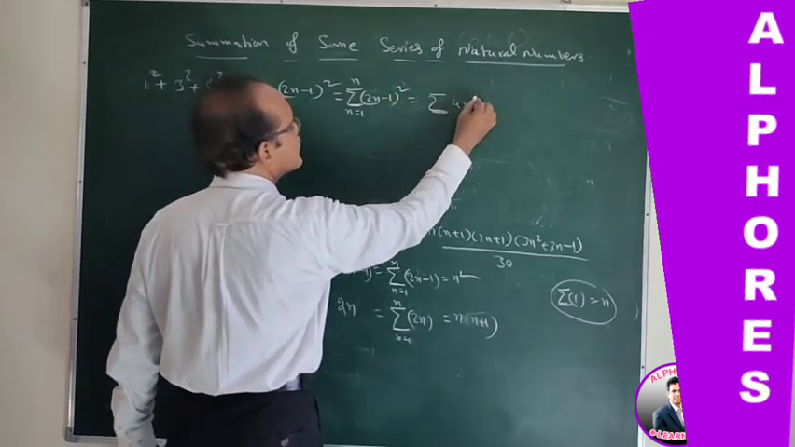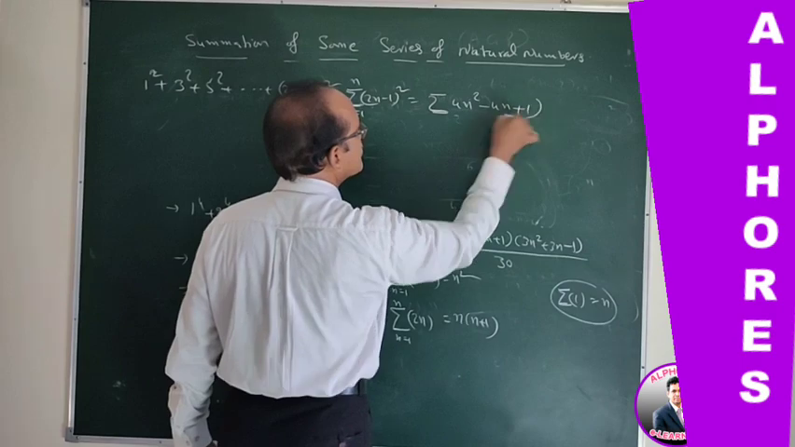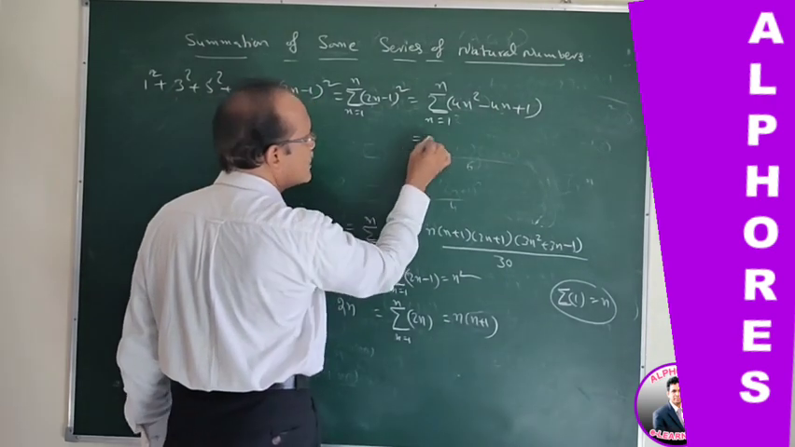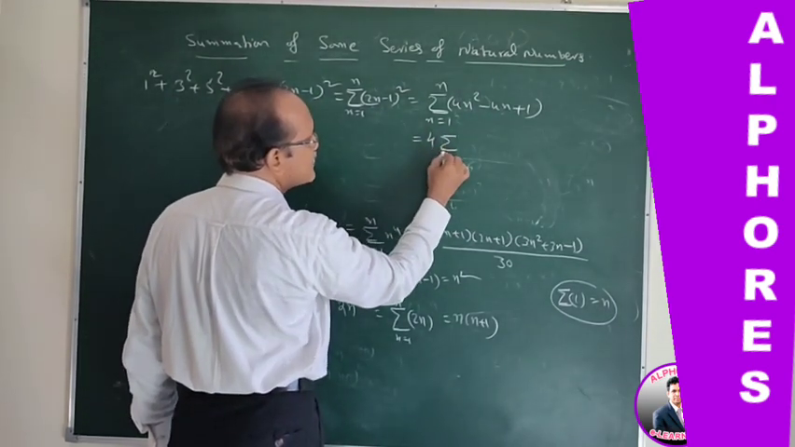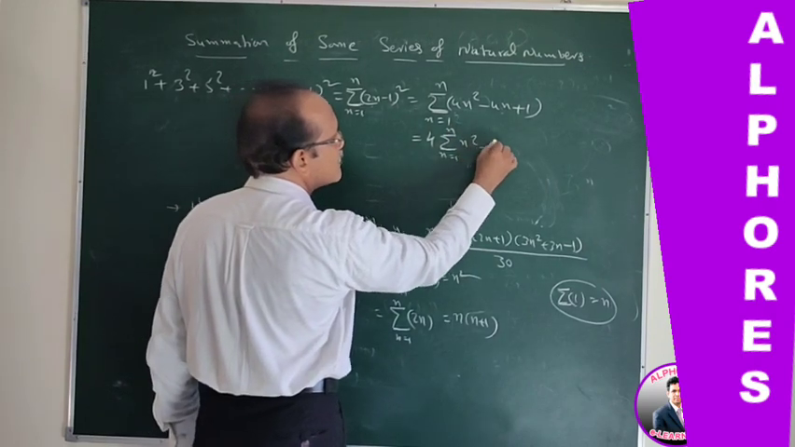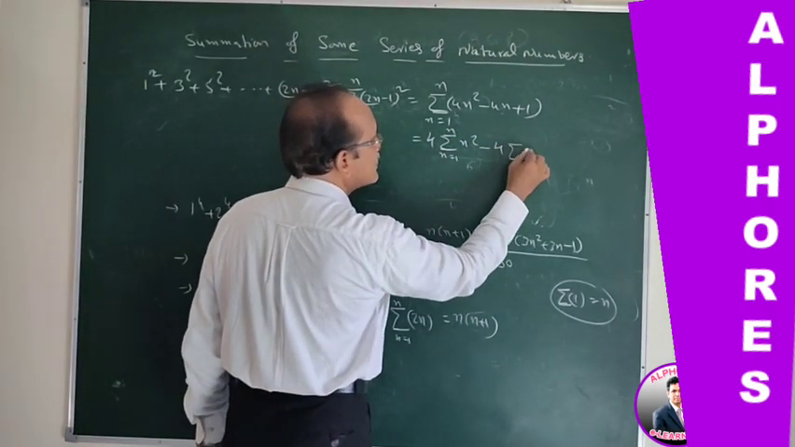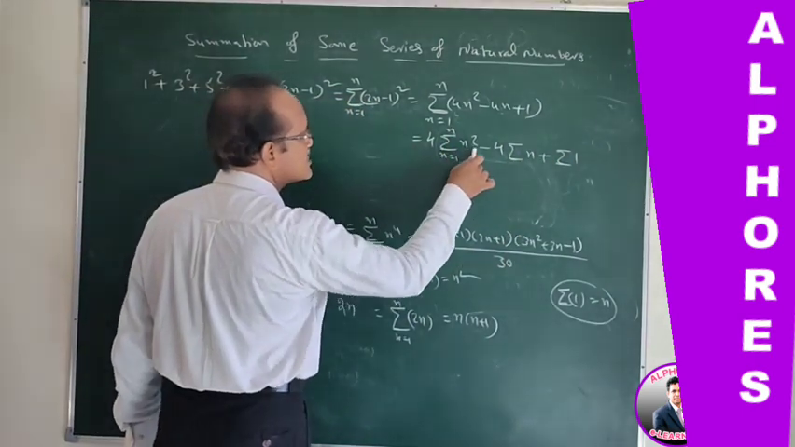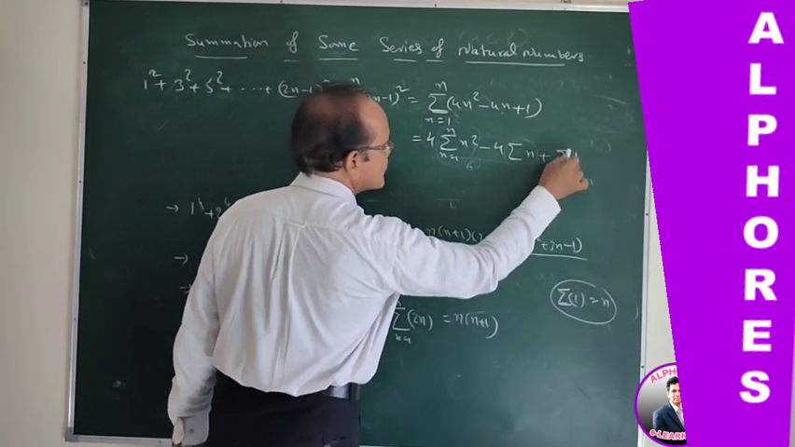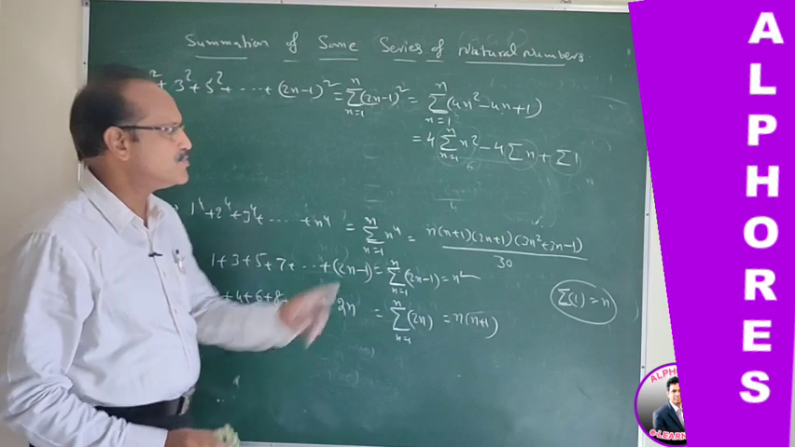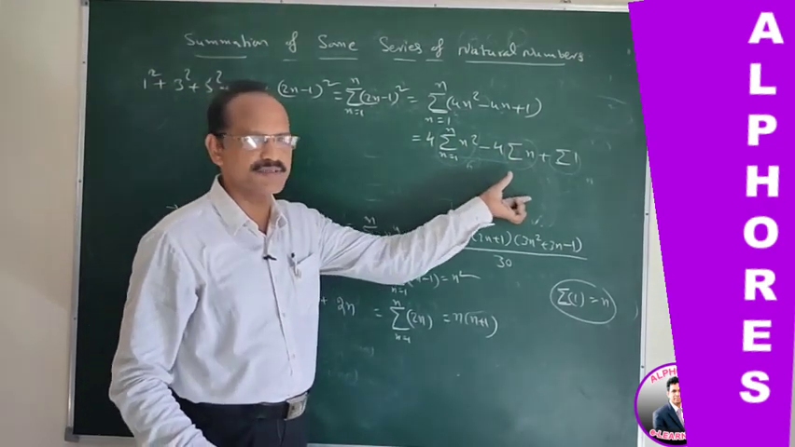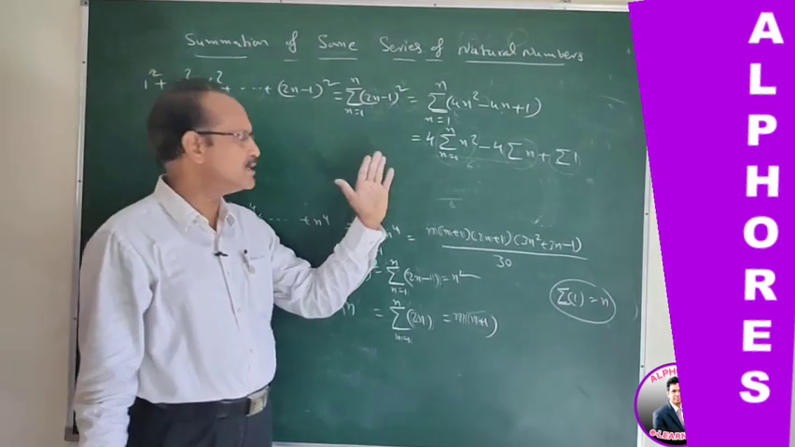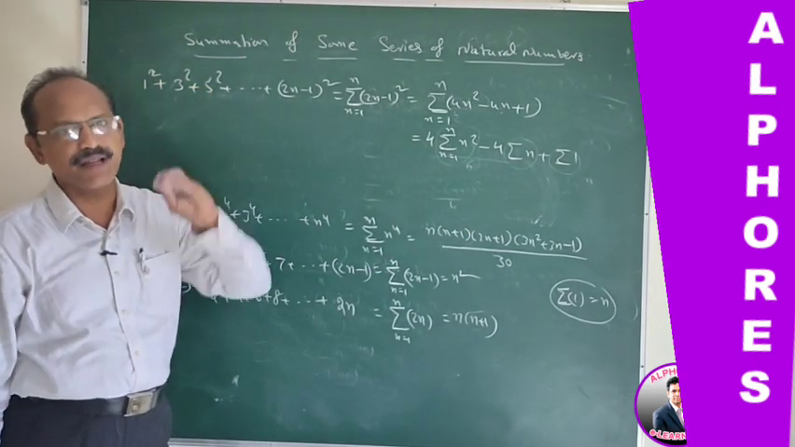You can expand the term under the sigma, that is 4n square minus 4n plus 1, where n is equal to 1 to n. So you can distribute the sigma to each term: 4 into sigma n square minus 4 into sigma n plus sigma 1. As you know, these are the sum of the squares of the first n natural numbers and the sum of the first n natural numbers, and sigma 1 value is n. So if you substitute these results, you will get the sum of the squares of the first n odd natural numbers. It is not a formula, but it is a procedure to find it.